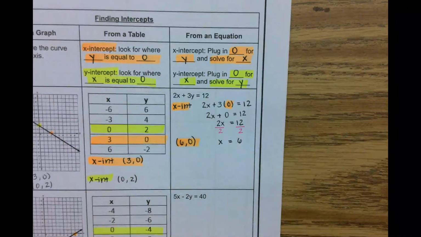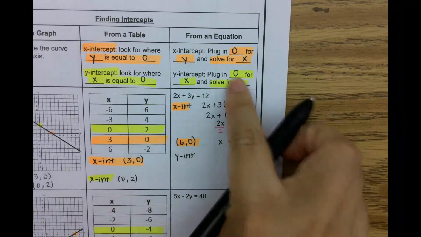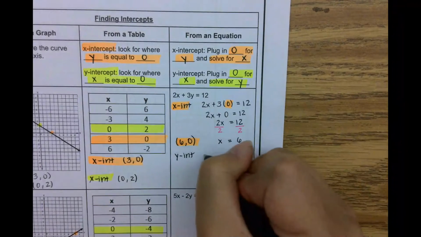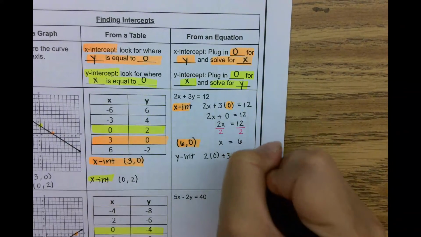For the y-intercept, I'm going to plug in 0 for x and solve for y. So I'm going to plug in 0 here for the x, and I'm going to solve for what this y would be.